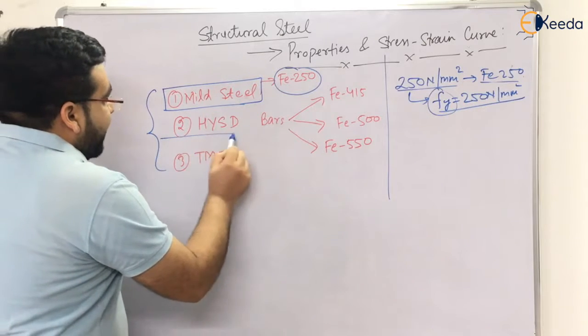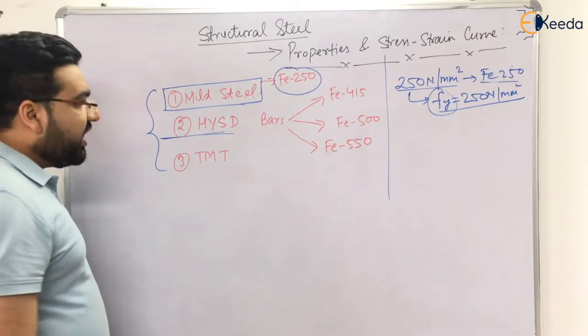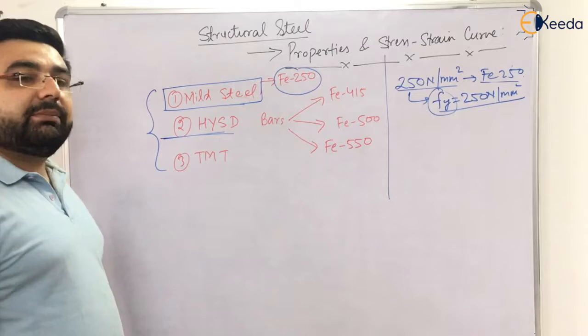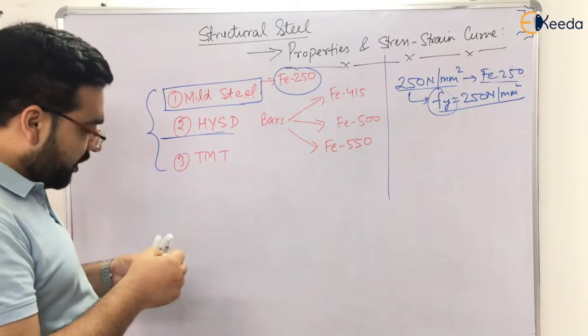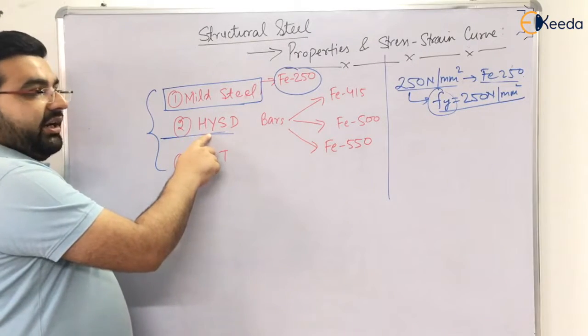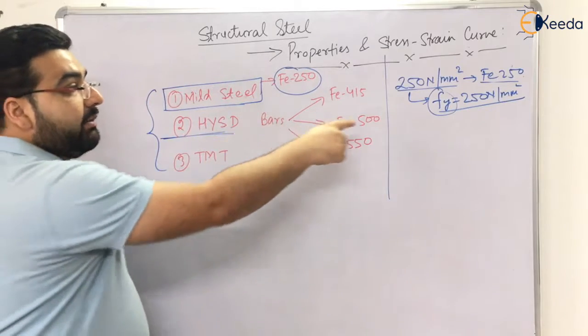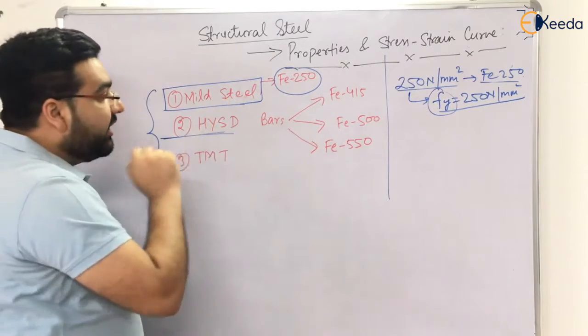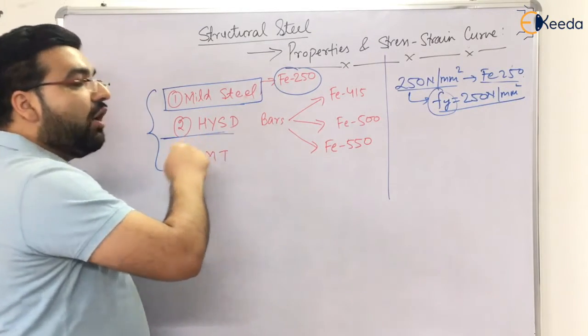Now coming to HYSD, what is the full form of HYSD? High yield strength deformed bars. So it is a combination of a lot of words. High yield means that it will have high yield, it will be more than 250. It was mild steel, right? High yield strength deformed bars.